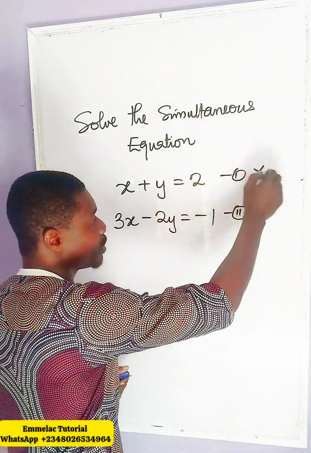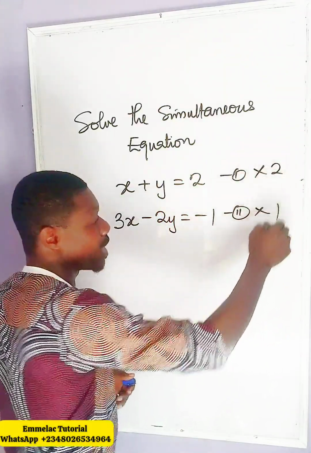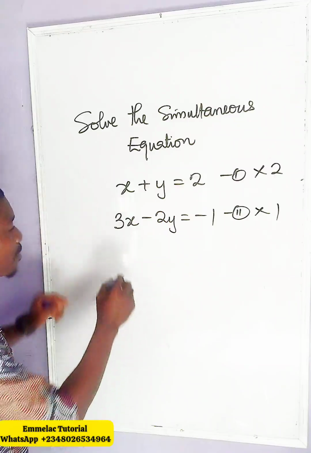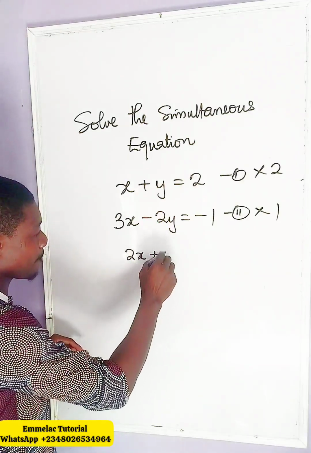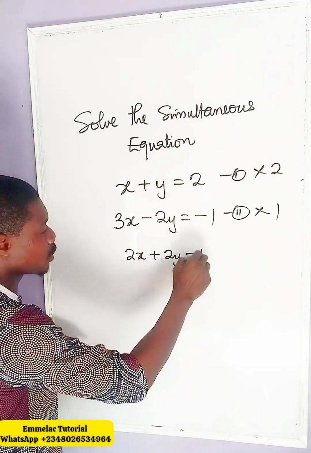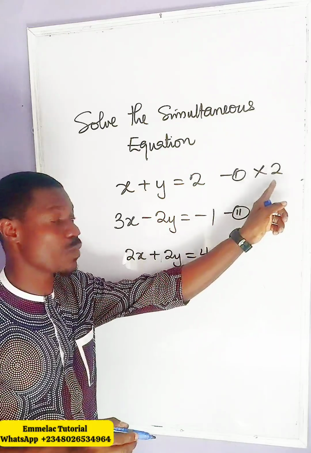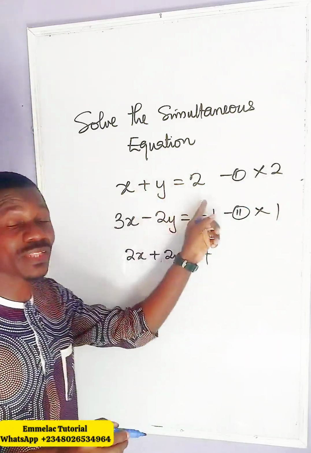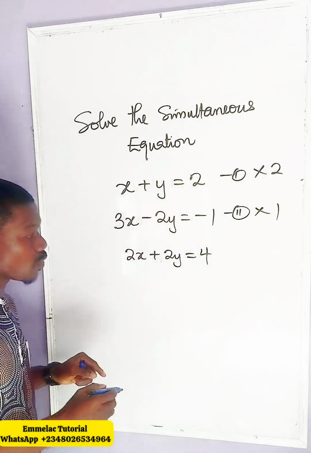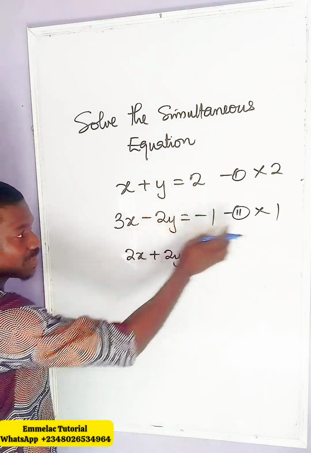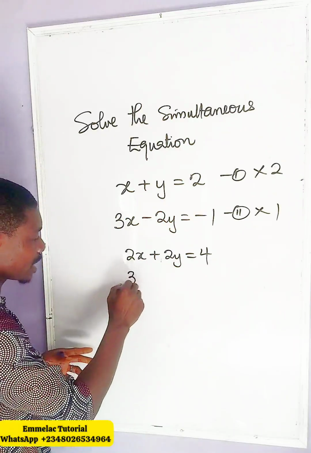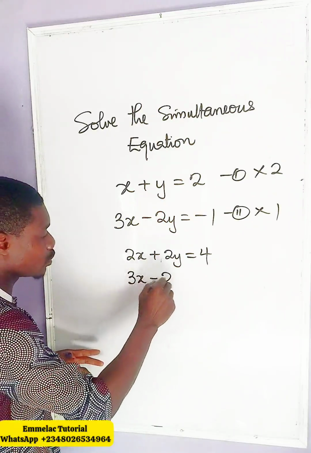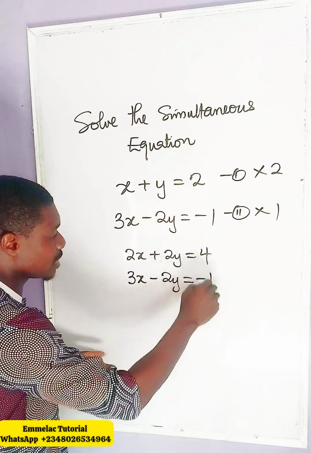So by multiplying 2 here and multiplying 1 here, equation 1 becomes 2x plus 2y equals 4. That is when 2 multiplies every term in the first equation. Then the same thing here, but in this case we are multiplying 2 by 1, giving us 3x minus 2y equals negative 1.